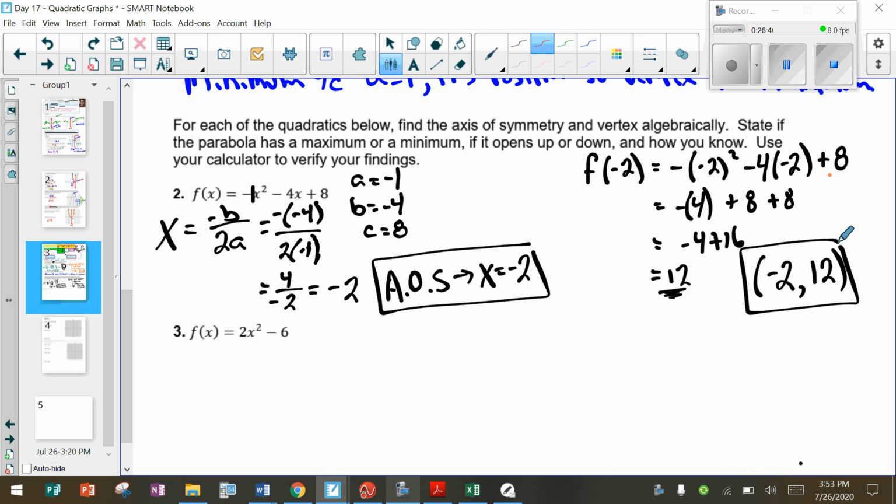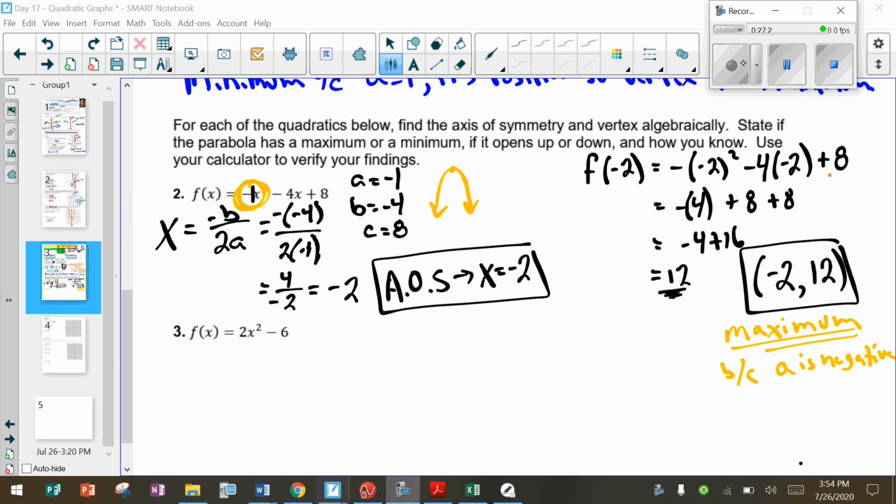So is this point a maximum or a minimum? So is our parabola happy or is it sad? Well, our parabola has a negative in front of the x squared term. That negative there means our parabola is sad. Frowny face parabola. And the frowny face parabola means the vertex is a maximum. The vertex is a maximum because a is negative. And that's how we know right from the equation before even looking at the picture.